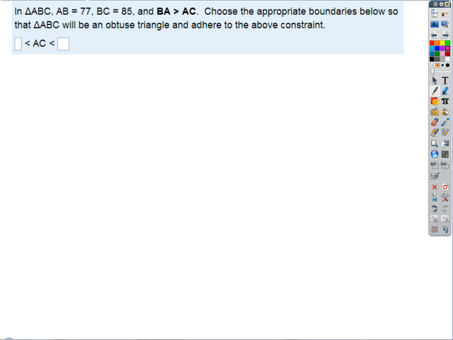They're telling us we've got to find the conditions for side AC: its lower limit and its upper limit for its length if it's going to be obtuse. They're telling us that side AB is 77, side BC is 85, and side AC is less than side AB. So it's going to be the shortest side in the triangle for sure, right? That's one thing we know.